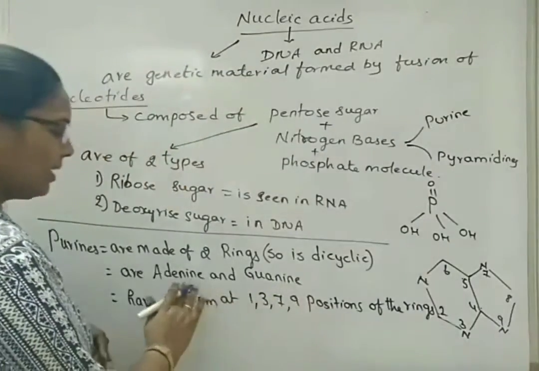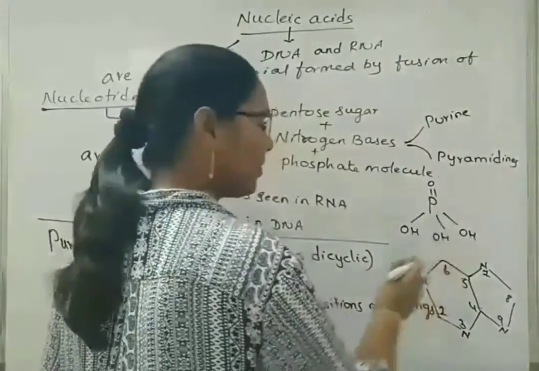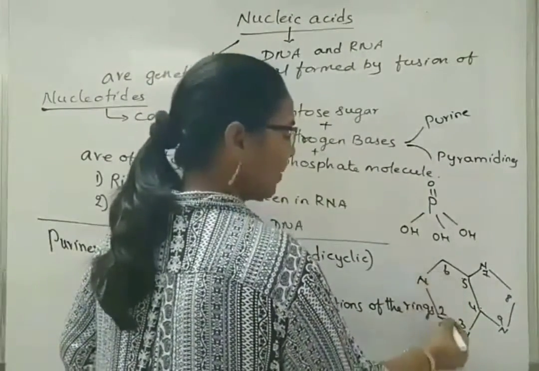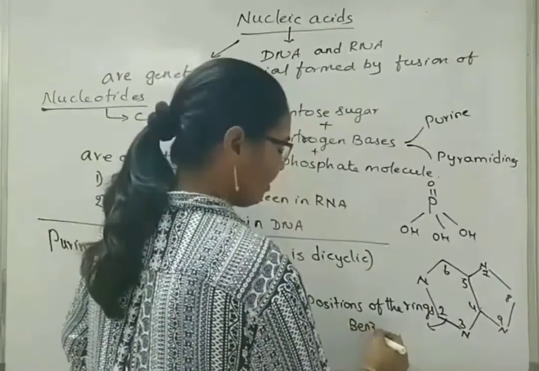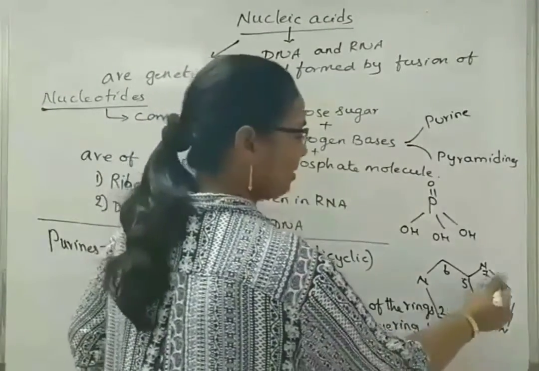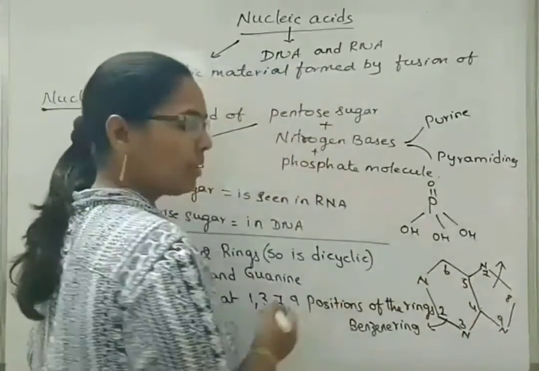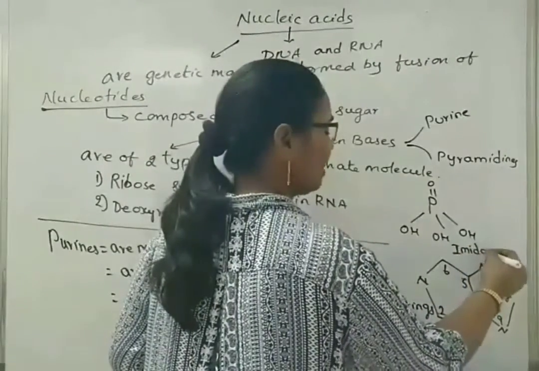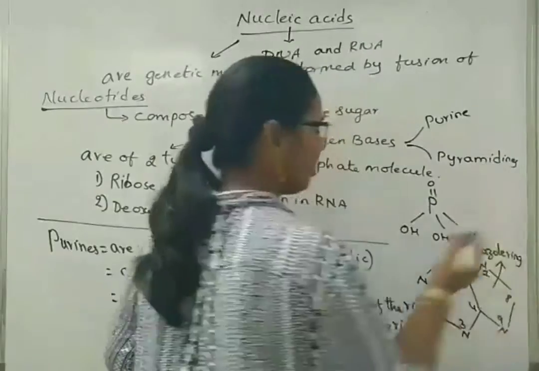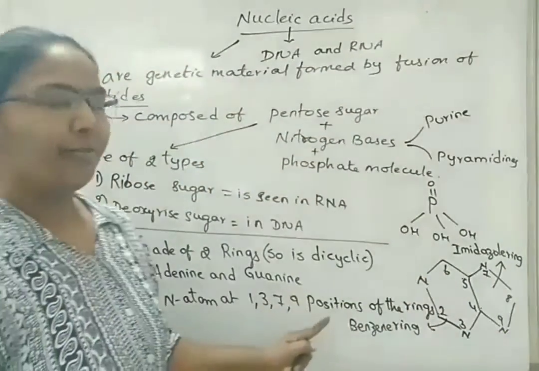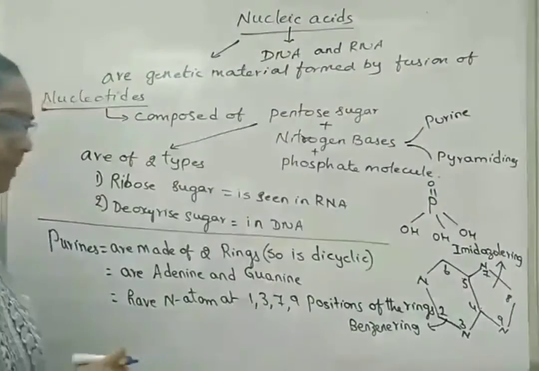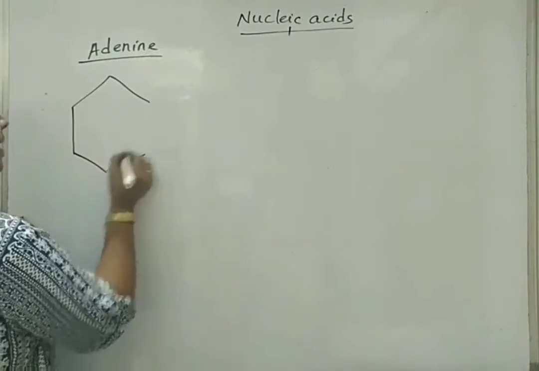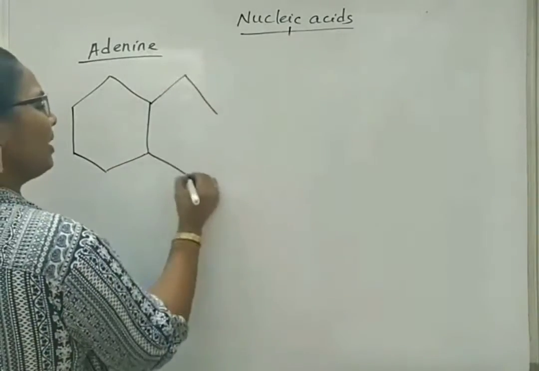Now, it differs between adenine and guanine. What differs? The other functional groups that are present in the purines. This first ring is called the benzene ring, and this second ring is called the imidazole ring. Two types of rings are involved in the formation of one compound, that is purine. As I have said, one ring is the benzene ring, another ring is the imidazole ring.